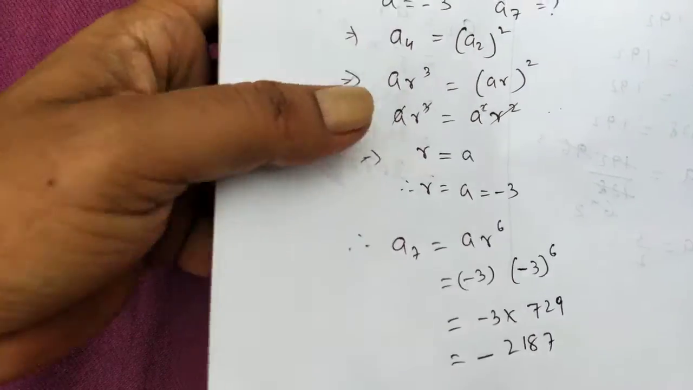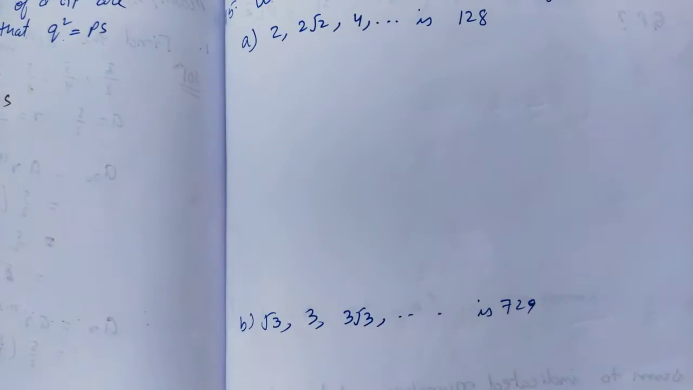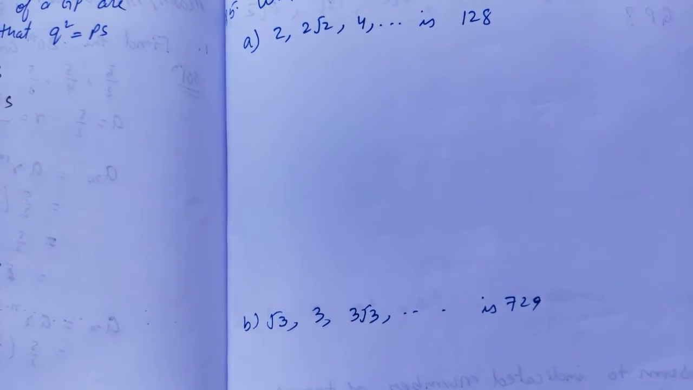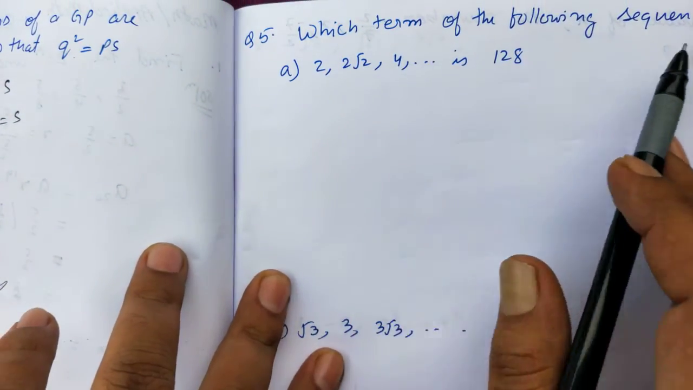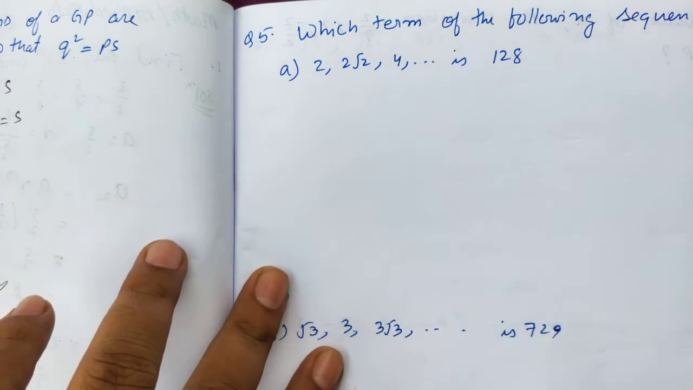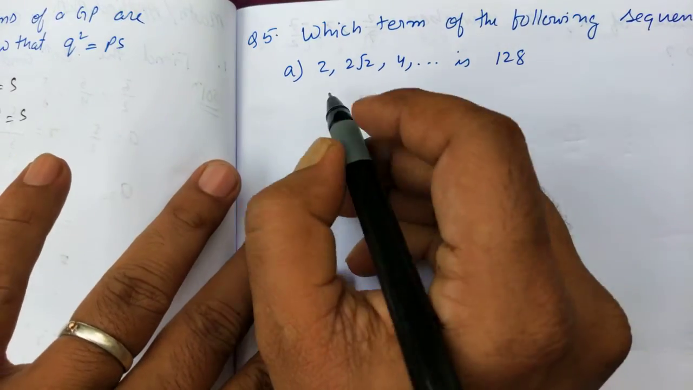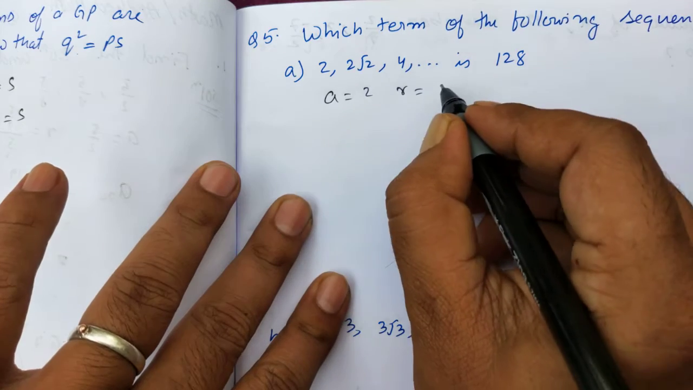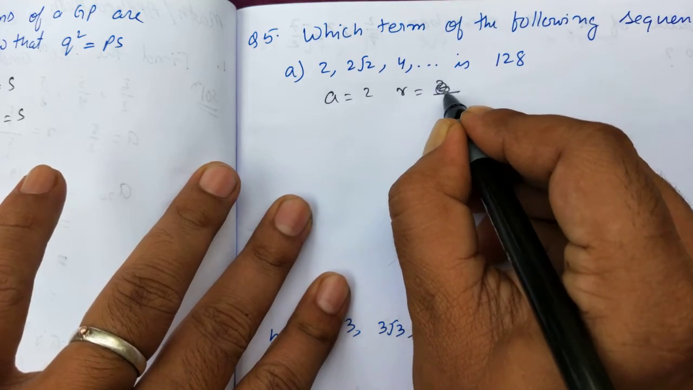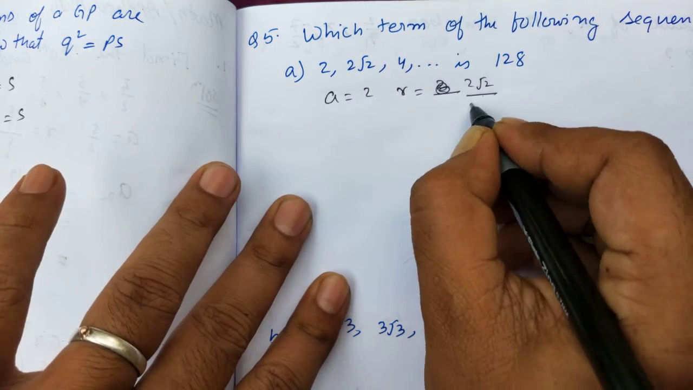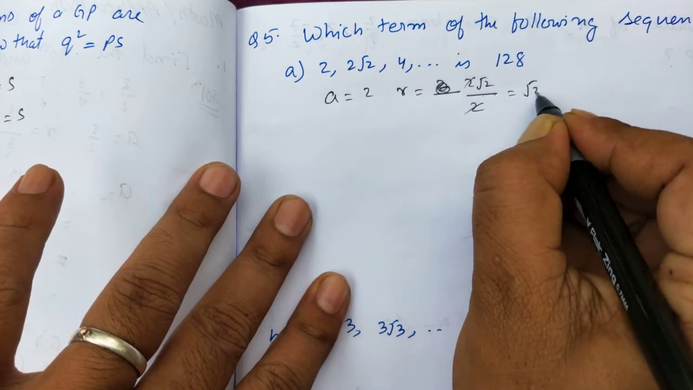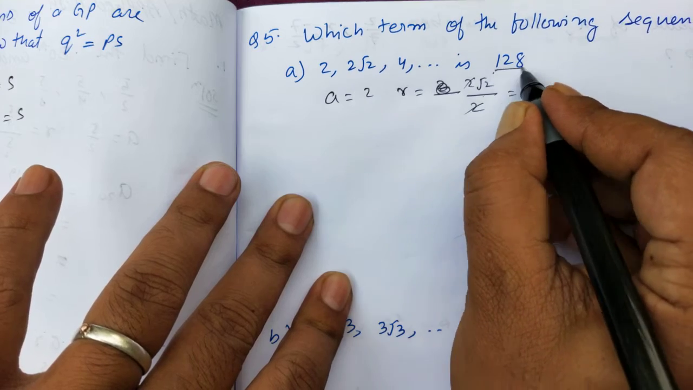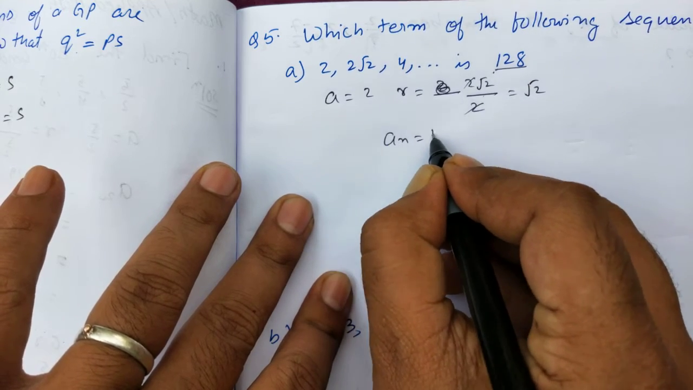Let's go to question number 5. Which term of the following sequence is 128? So first you find A. A is 2. R is, we have to divide these two, 2 root 2 by 2. 2 cancels. R is root 2. And they are saying that which term is 128? An is given as 128.